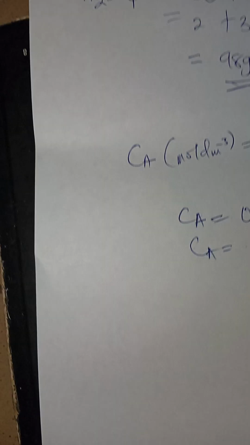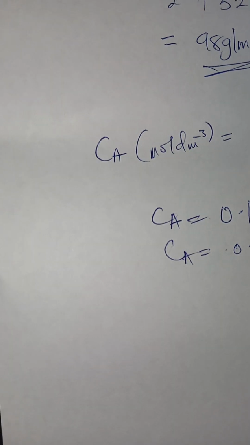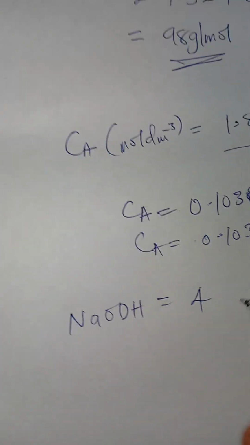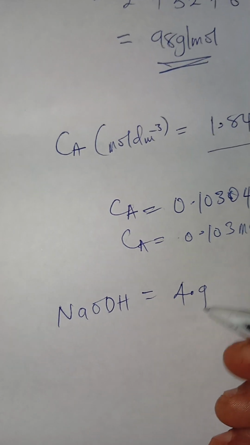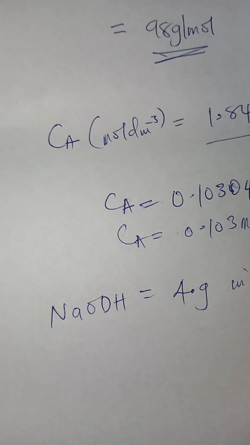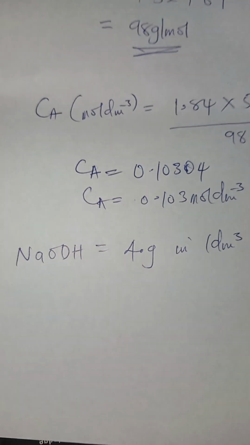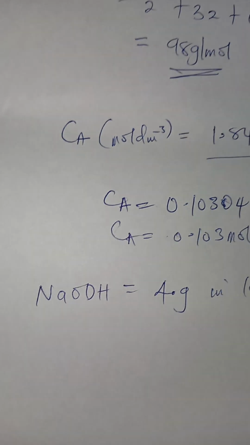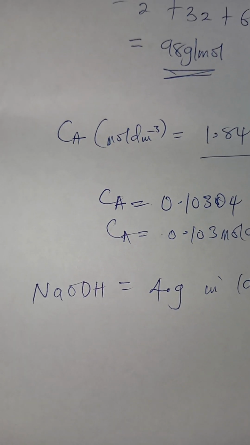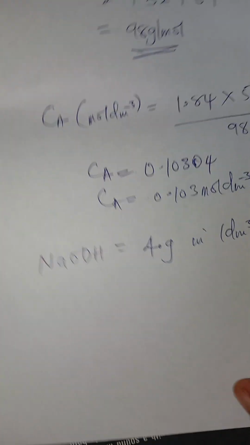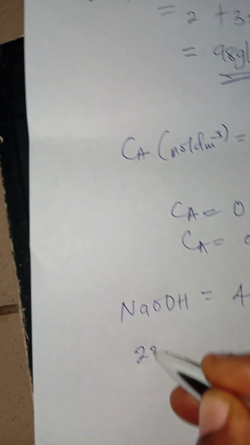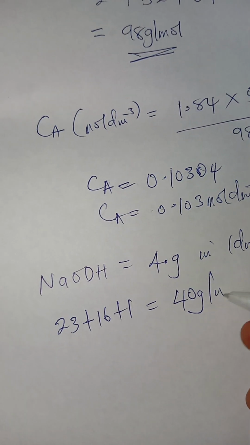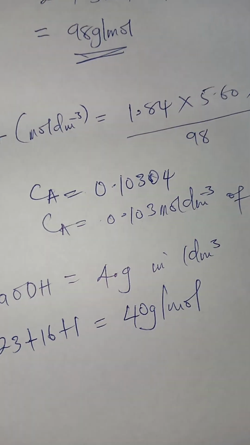Now we're also given that the base, being sodium hydroxide, we dissolve 4 gram in 1000 cm cube, which is 1 dm cube. Okay, so we'll also need the molarity of this base. How do we do that? Sodium hydroxide is 23 plus 16 plus 1 to give us 40 gram per mole.